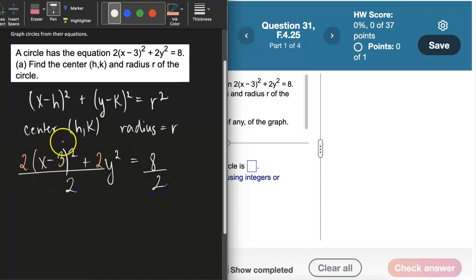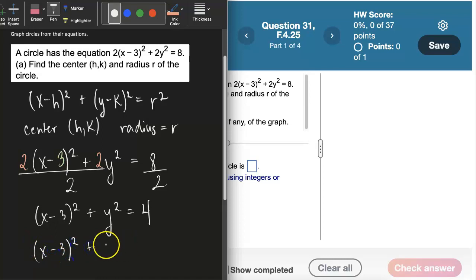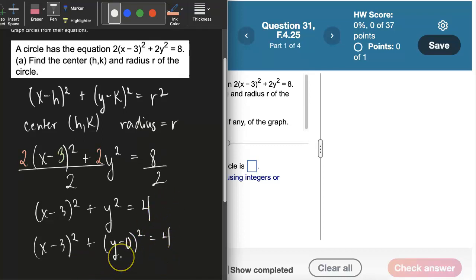So dividing this term by 2, we get x minus 3 squared plus, and then we divide this term by 2, and we get y squared equals, and then dividing the other part of the equation by 2, we get 4. Now at this point, we have our equation in a standard form. And you may ask, well, what about this y minus k piece? If you really would like to see that, you could always insert an understood 0, because subtracting 0 does not change the equation of that circle in any way.